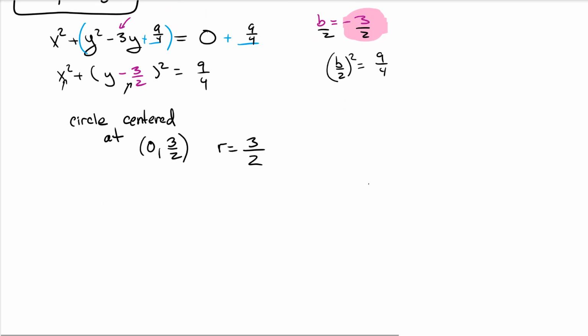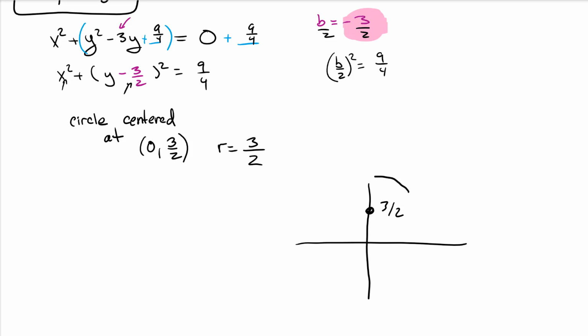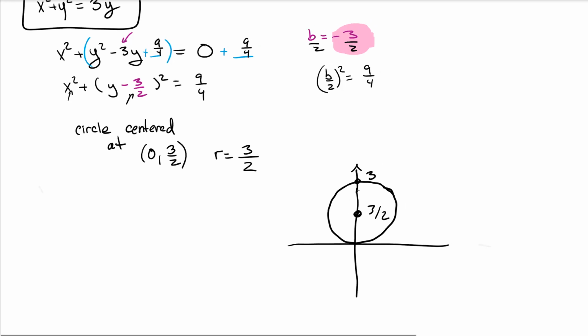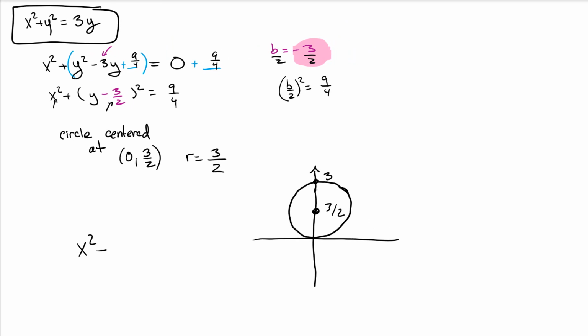The radius in the circle? Wait a second. Let me plot that. Call that 3 halves. If the radius is 3 halves, that means it just kisses the x-axis, and at this point is 3. Let's look back at this problem: x squared plus y squared is equal to 3y. Notice we're on the y-axis here.